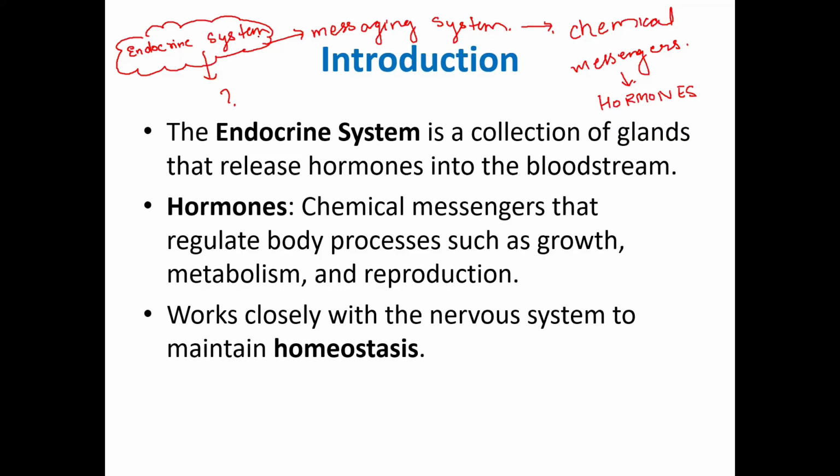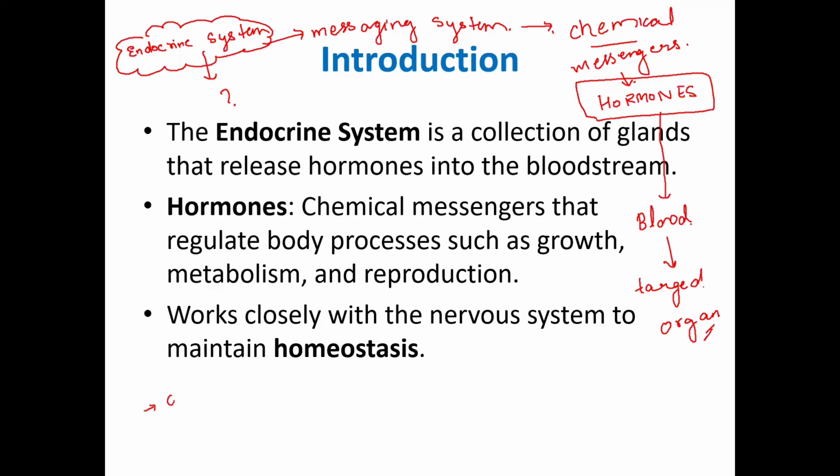So the endocrine system is a part of our body which is a messaging system, and these messages are always carried in the form of chemicals, and these chemicals are called hormones. Very simple, right? These hormones send signals through the blood to different parts of the body. Hormones mix in the blood, and the blood reaches the target tissue.